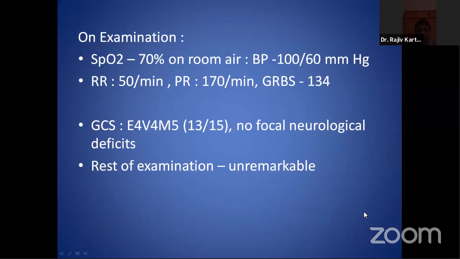Next. On examination, his saturation on room air was 70%. His blood pressure was 100 by 60 millimeters of mercury. Respiratory rate is 50, and his heart rate was 170. His GCS was 13 by 15, he had no focal deficits, and the rest of his examination was unremarkable.